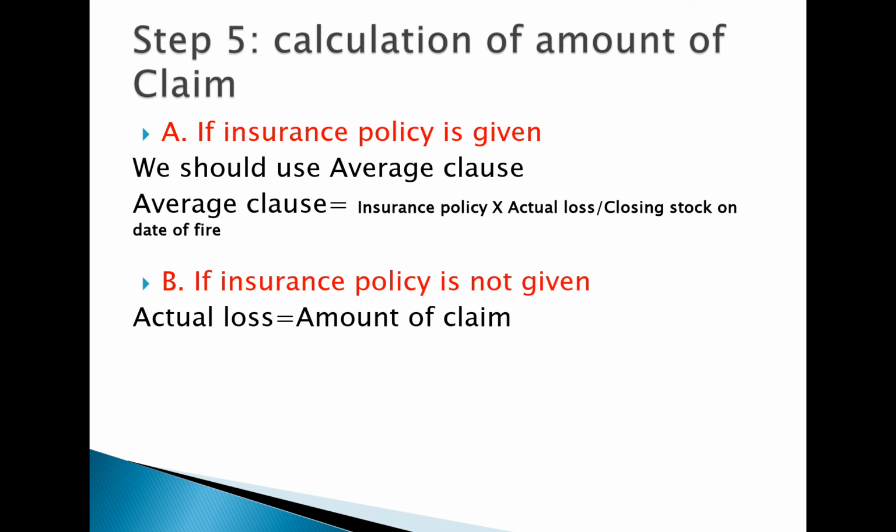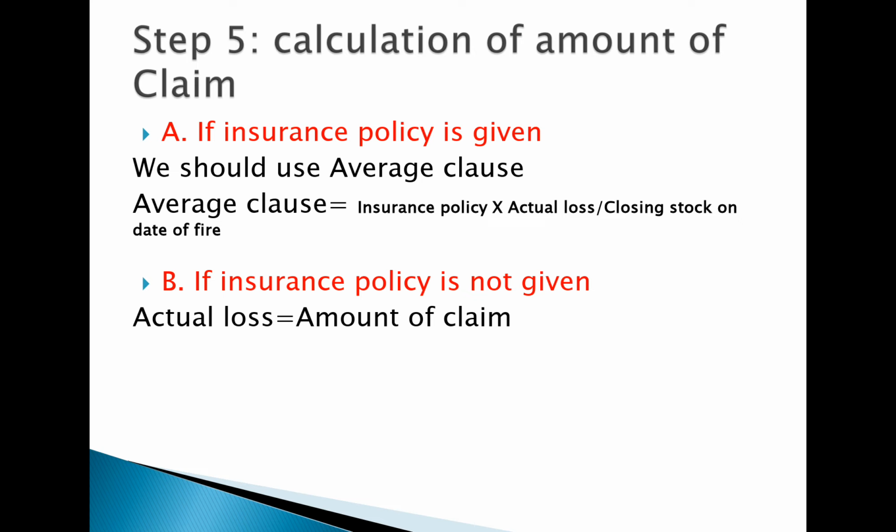So, now I know what my actual loss is. When it comes to the last step, the 5th step, the amount of claim which I am going to claim from the insurance company, there are 2 possibilities. One is when the problem provides the information about the insurance policy. For example, I have my shop and I have insured it for a certain amount, which means I have the information that this is the amount for the insurance policy.